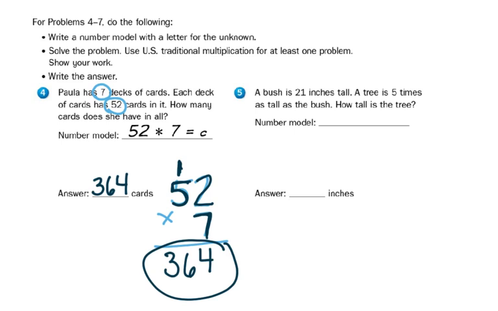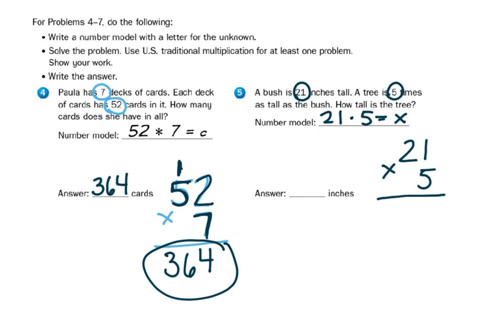Number 5, a bush is 21 inches tall. A tree is 5 times as tall as the bush. How tall is the tree? I'm going to do one more using US traditional multiplication. So I'm going to actually write my number model, which is 21 times 5 equals a variable, which a letter stands for what I'm solving for, the unknown. And then over on the side, I'm going to take 21 times 5. Go ahead and write that down.